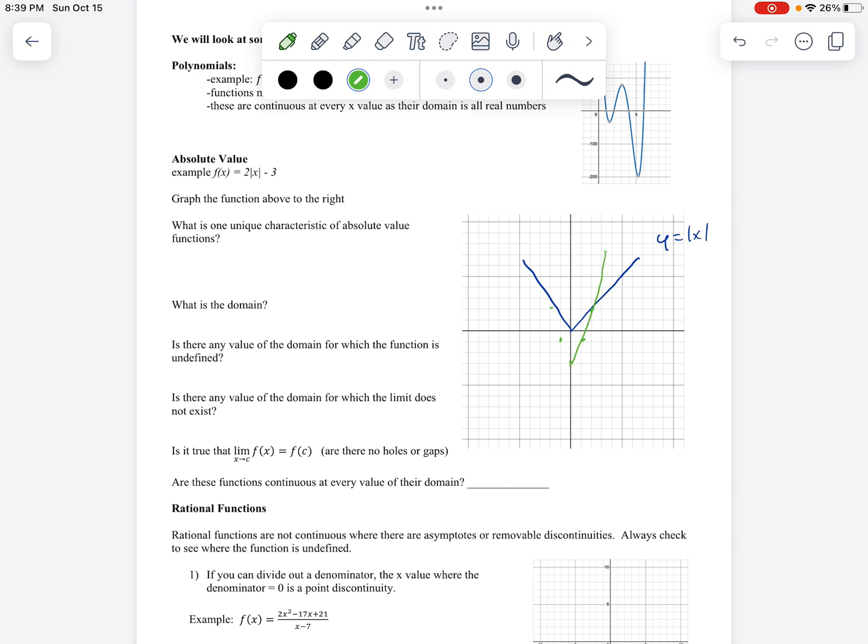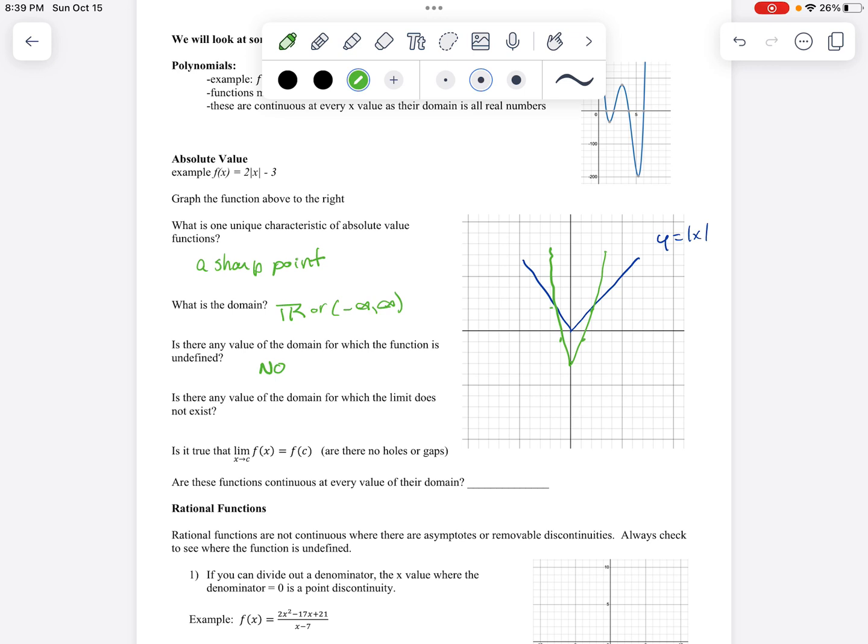So it's like this. And the reason I include this one is because the unique characteristic about absolute value functions is they have a sharp point. The domain is still all real numbers, or negative infinity to infinity. And there is no value of the domain for which the function is undefined. You can plug in anything for x.